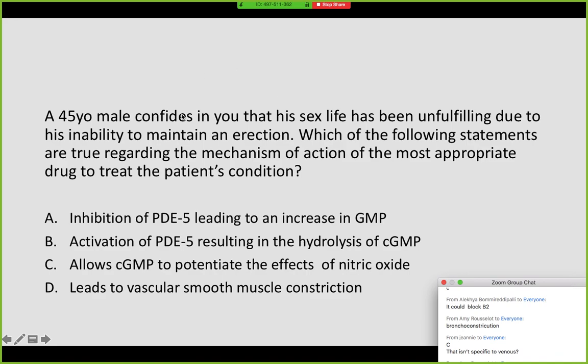All right, a 45-year-old male confides in you that his sex life has been unfulfilling due to his inability to maintain an erection. Which of the following statements are true regarding the mechanism of action of the most appropriate drug to treat the patient's condition?